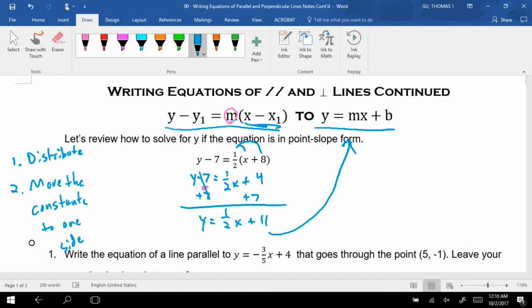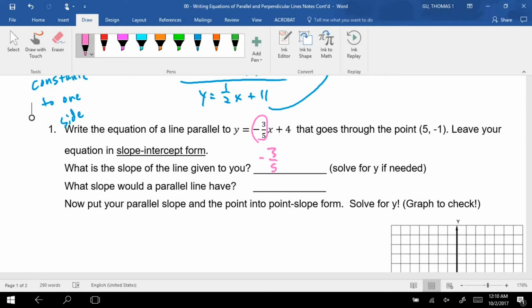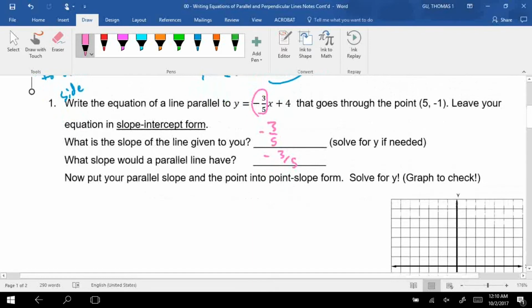Let's go into the first example question. Write the equation of a line parallel to y equals -3/5x plus 4 that goes through the point (5, -1). Leave your equation in slope intercept form. First, we're going to find the slope. It's right here in front of the x. The slope of the line given is -3/5. Remember, the slope of a parallel line is the same, so -3/5.